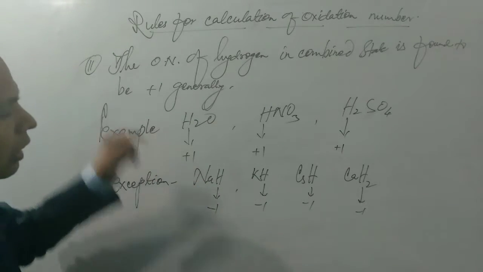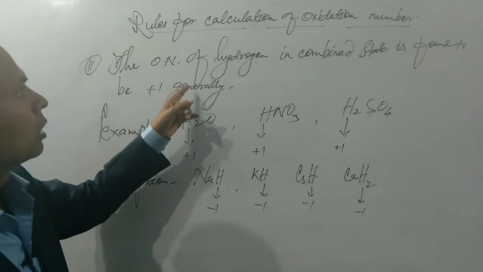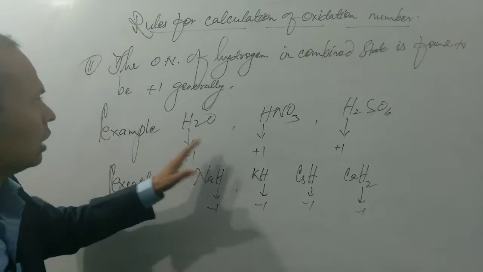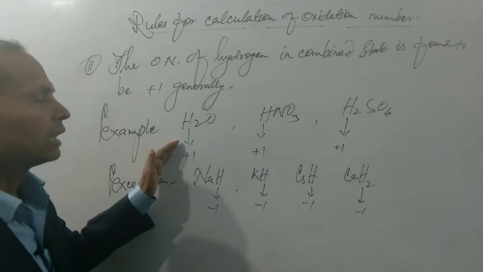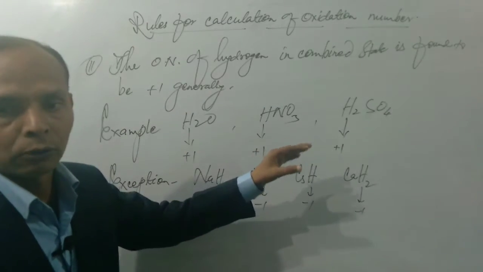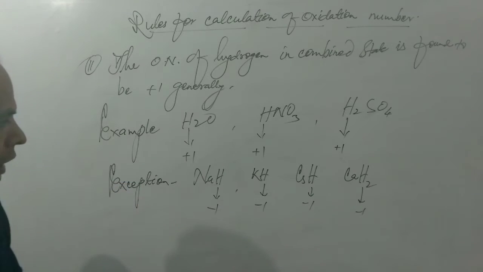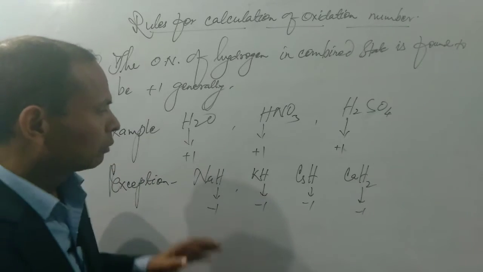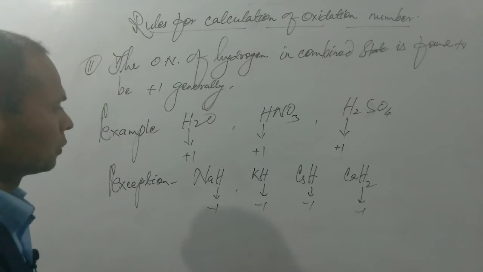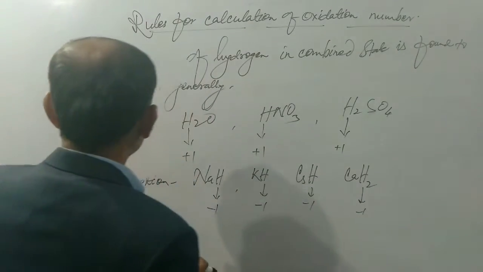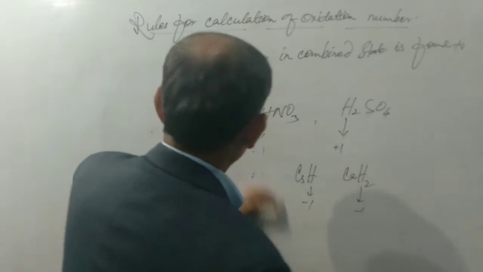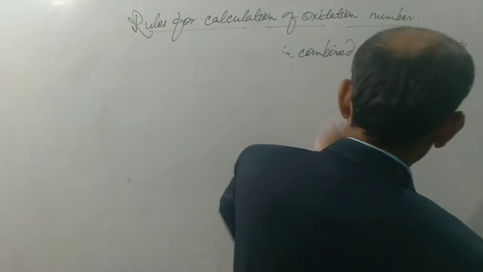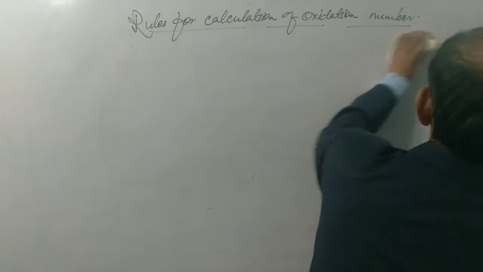So, the second rule which tells us the oxidation number or oxidation state of hydrogen in combined state is found to be +1 generally. So, the oxidation state of hydrogen in water, nitric acid or sulfuric acid is found to be +1. Exception: the oxidation state of hydrogen in the hydrides of metal is found to be -1. This is the second rule. And the third rule is similar to the second rule in case of oxygen, that the oxidation state or oxidation number of oxygen in combined state is -2.